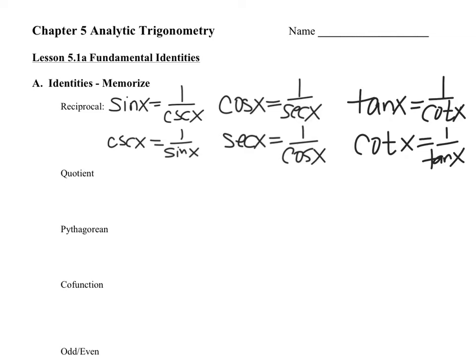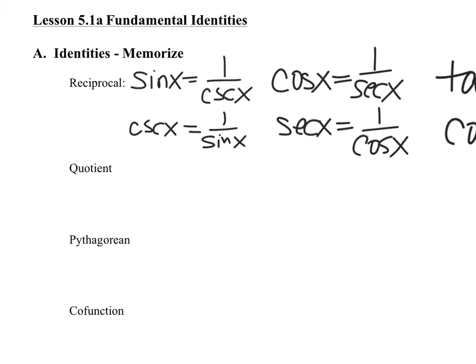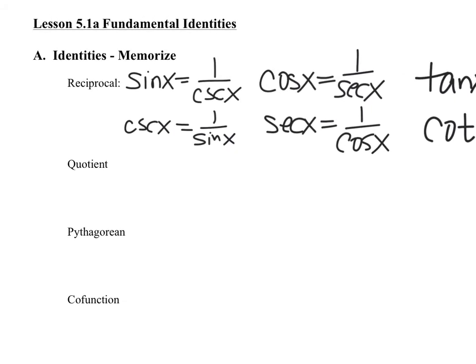Okay, the next two are the quotient ones. And the quotient ones you already have too. You already know these. Quotient is division. And we know that tangent of x is equal to the sine of x over cosine of x. You know that one. We talked about it.